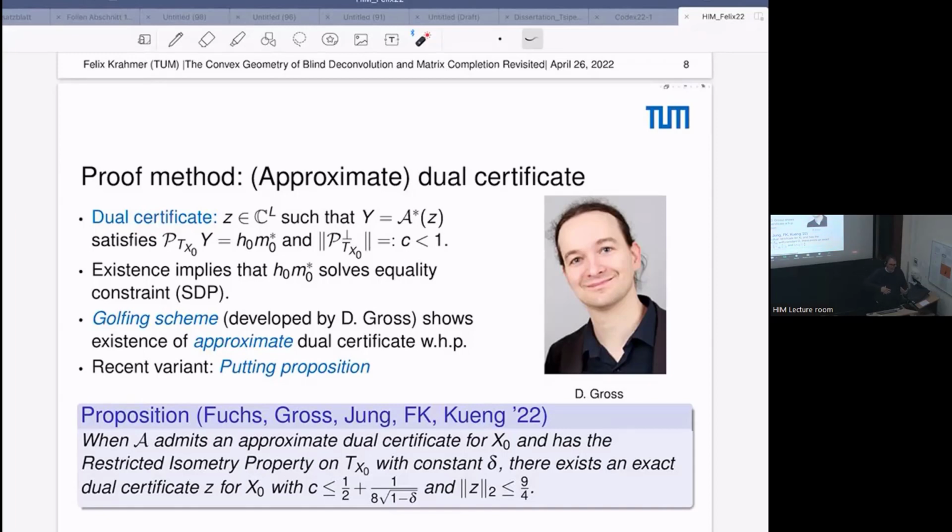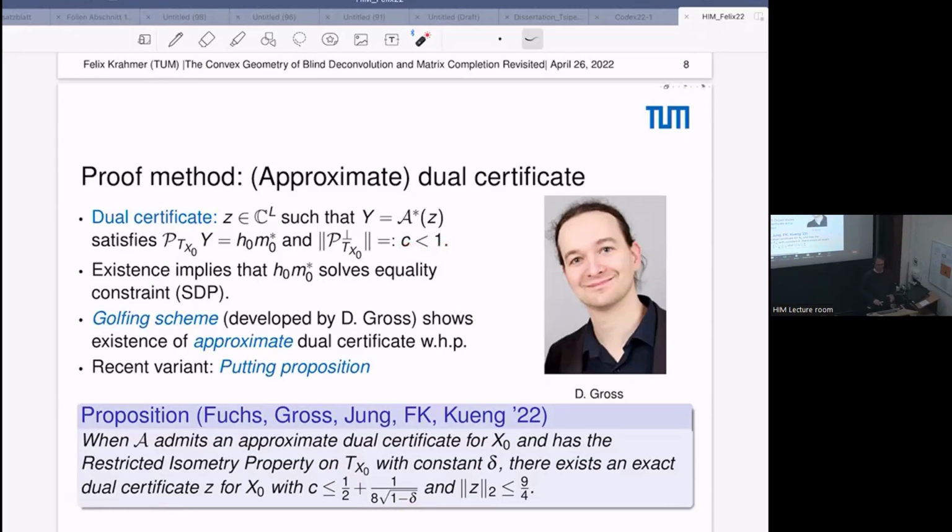So if there's an approximate dual certificate, and it was shown that under certain circumstances this implies that there's an exact solution, then there should also be an exact dual certificate. And indeed, we can quantify this here and say that if, on this tangent space to the rank 1 manifold, we have the restricted isometry property with our map, which is something that is satisfied for these maps that we're looking at in this talk, then in fact we can find an exact certificate, and we can quantify this constant c that is supposed to be less than 1 in terms of this restricted isometry property constant delta.